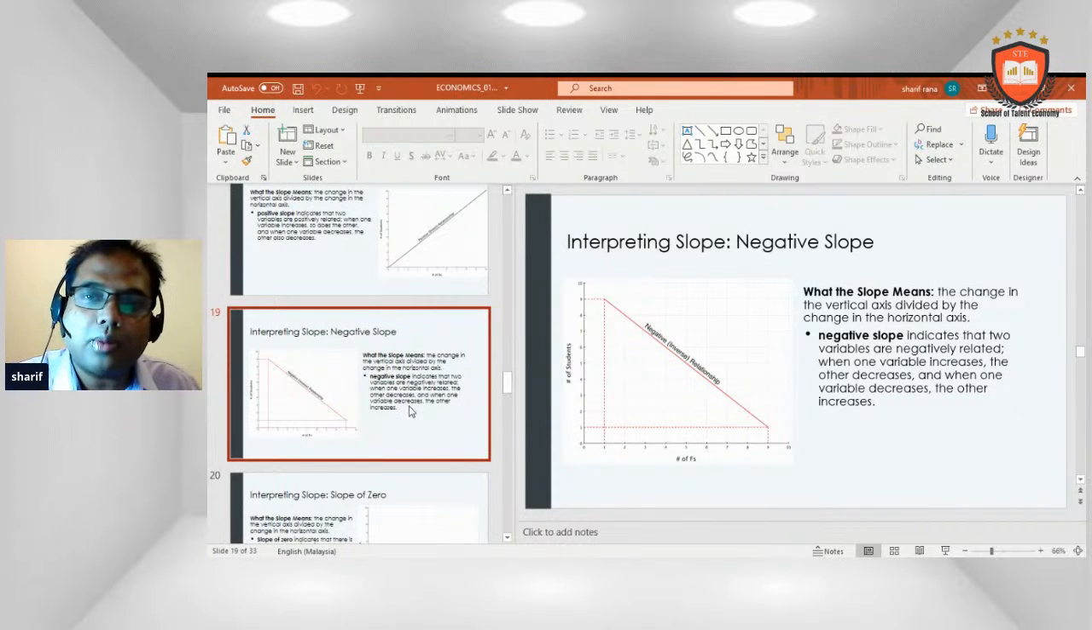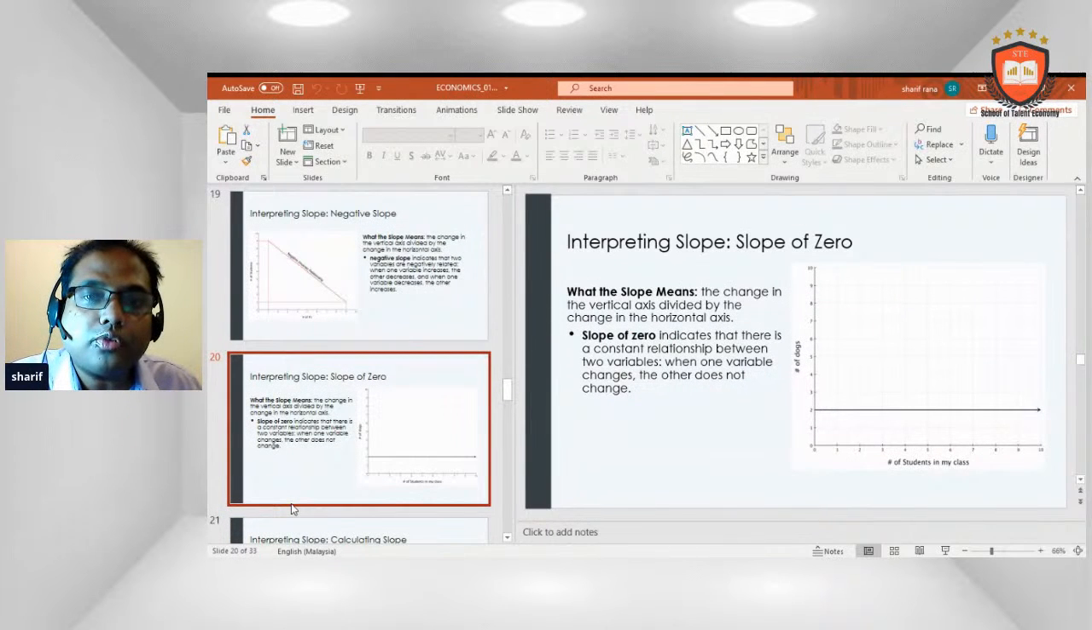Interpreting slope, negative slope. What the slope means: the change in the vertical axis divided by the change in the horizontal axis. Negative slope indicates that the two variables are negatively related. When one variable increases, the other decreases, and when one variable decreases, the other increases.